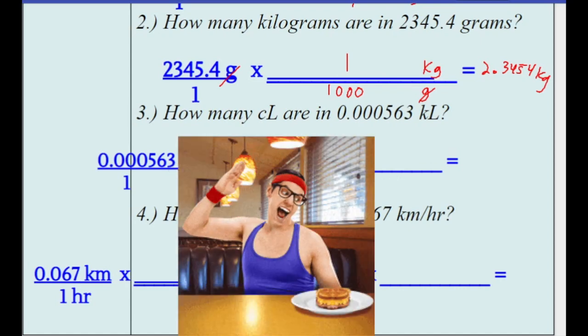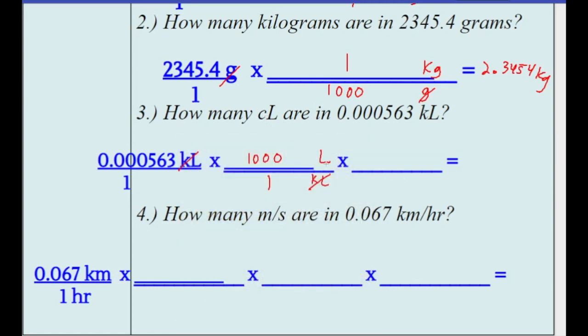Kiloliters cancel out, but we need to end in centiliters. Since we have liters on top here, we need liters on the bottom, meaning centiliters on top. How many centiliters in a liter? 100, 1 on the bottom. Now we can just go and multiply our way through. We should end up with 56.3 centiliters.